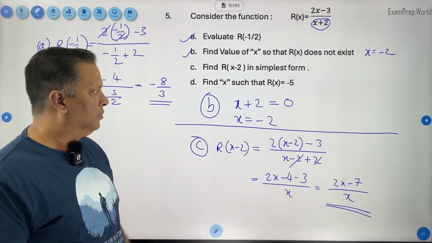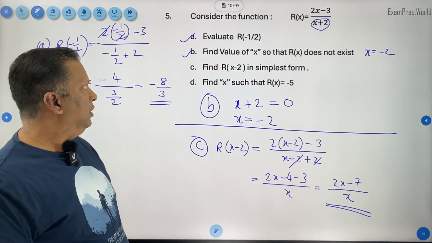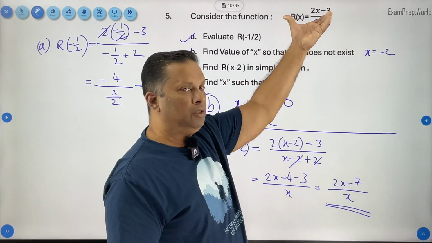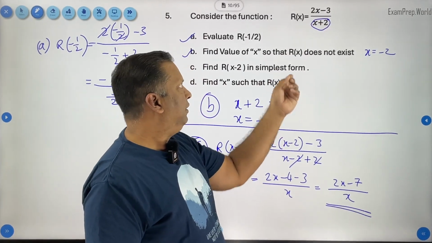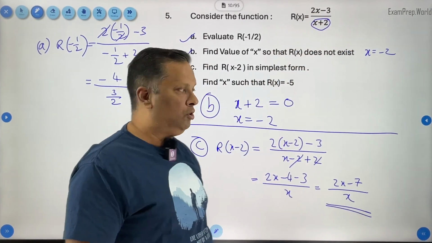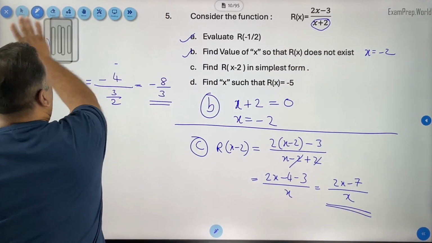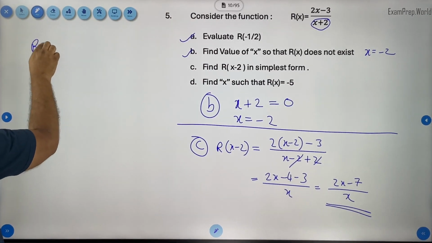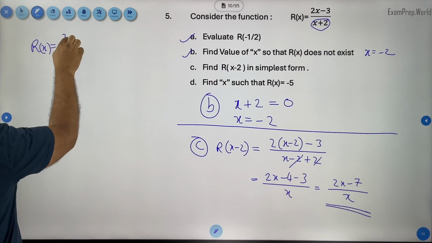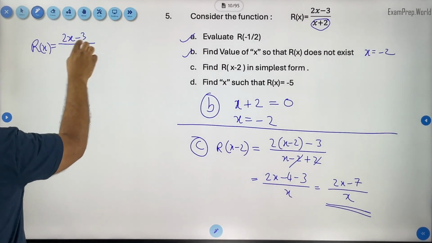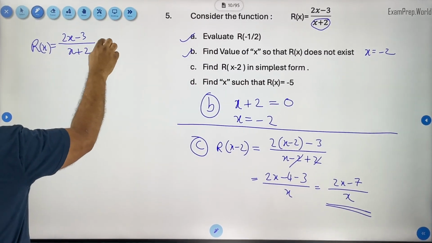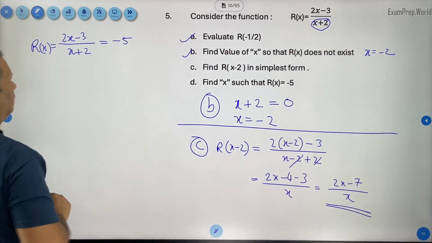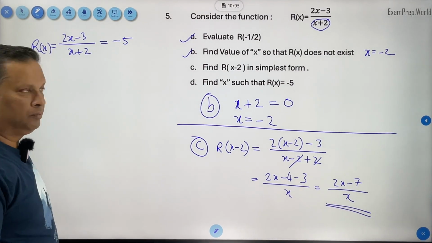Okay? Copy. Now, this is reverse. This time they have given the value of this function as negative 5 and they are asking the value of x. So, how do we do this? They are telling that r of x, which is basically 2x minus 3 divided by x plus 2, is equal to negative 5, right? So, what do we do here?